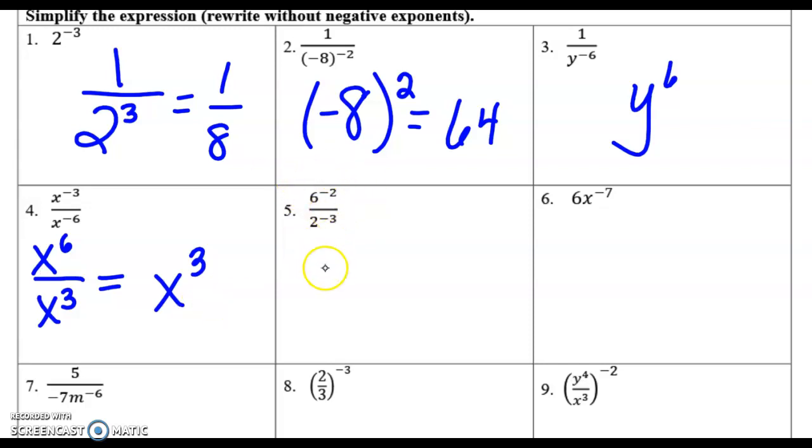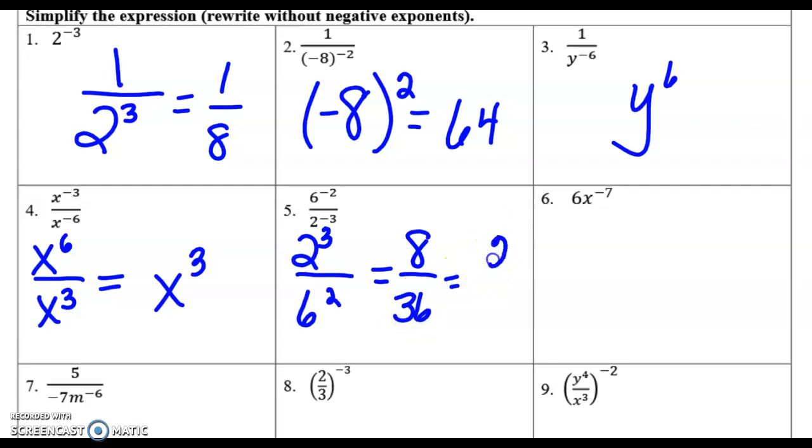Both of these are going to switch positions. We're going to have 2 cubed come up. 6 squared is going to go down. The exponents are now positive. This is 8/36. They're both divisible by 4, so you get 2/9.